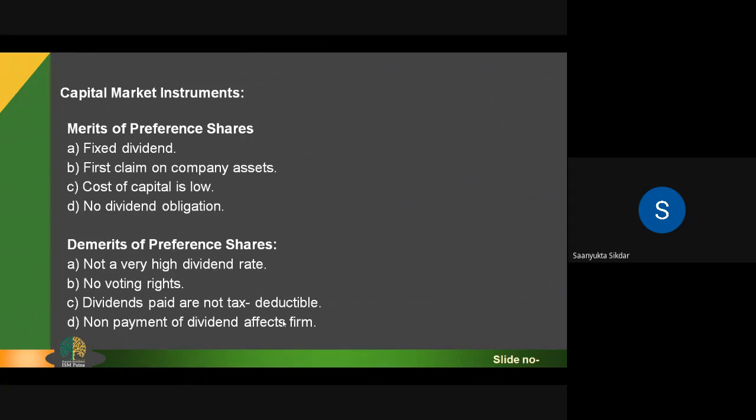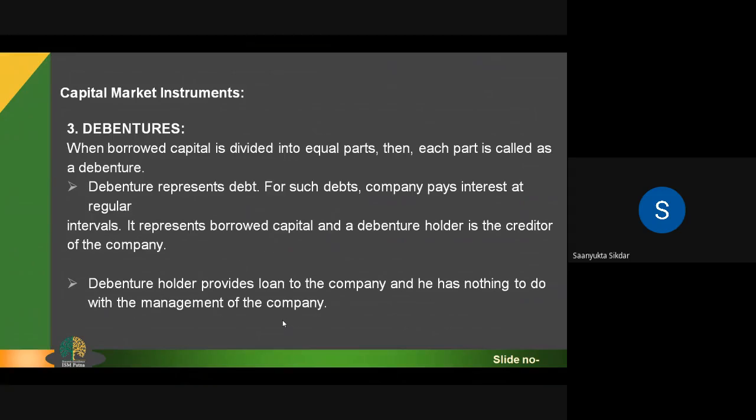So, in any case, the dividend paid either to the preference shares or to the equity shares is not tax deductible, whereas the interest paid for borrowed funds is tax deductible. Non-payment of dividend affects firms. So these are the few different merits and demerits that should be kept in mind by the shareholders as well as the companies while issuing the shares.